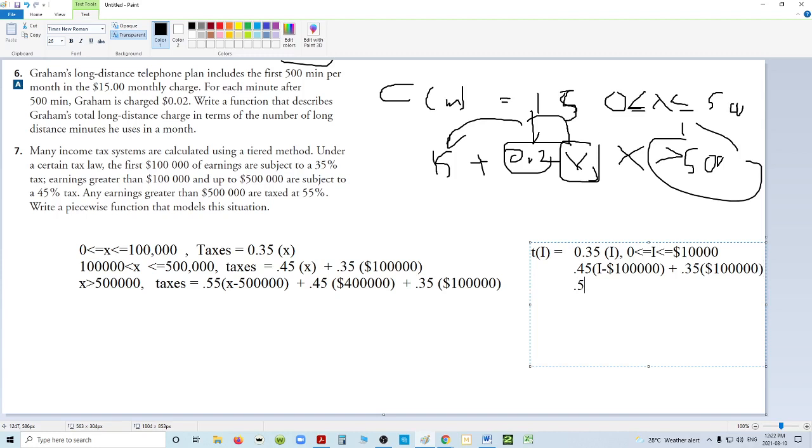And then the last one is 0.55 times income minus the 500,000 plus 0.45 times your 400,000 that you've definitely already earned. And sorry, I don't have enough room here. Plus the 0.35 of the first 100,000 you earned. That's because we know you've exceeded 100,000. We know you've exceeded the next 400,000. So we know you're paying 0.45 max on that and 0.35 max on that. And then whatever you make extra, you're getting charged 0.55.